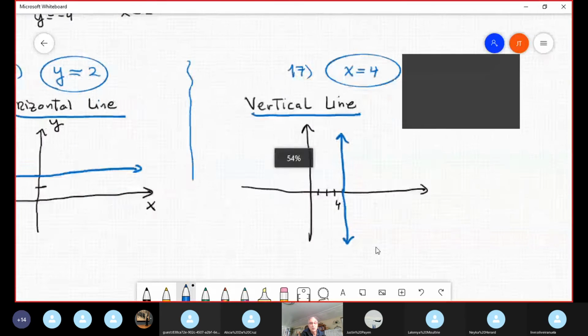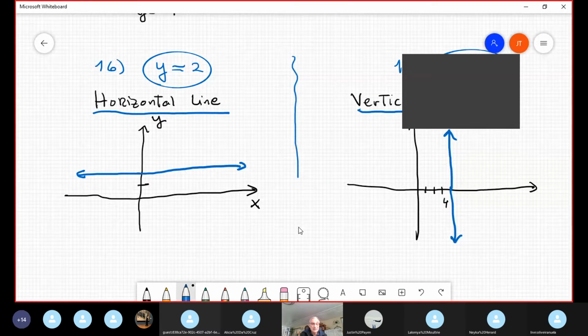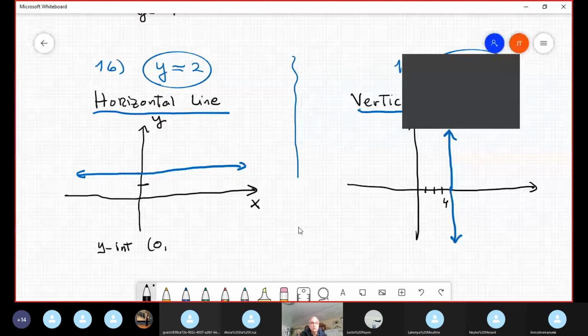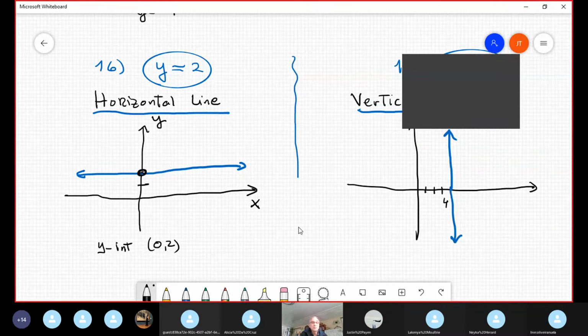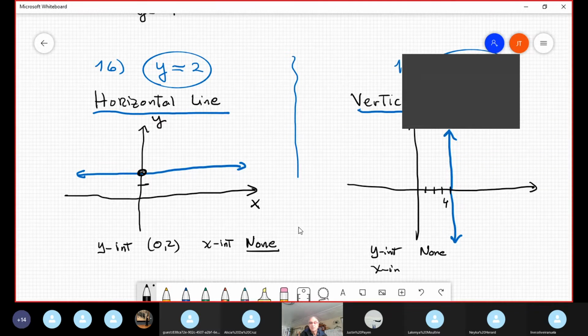Okay? So, what is the intercept? Well, the y-intercept, in this case, is the point 0,2, which is this point. And the x-intercept is the point where the line crosses the x-axis, which we have now. Because it's parallel to the x-axis, in this case the y-intercept is unknown, and the x-intercept is the point 4,0, which is this point.